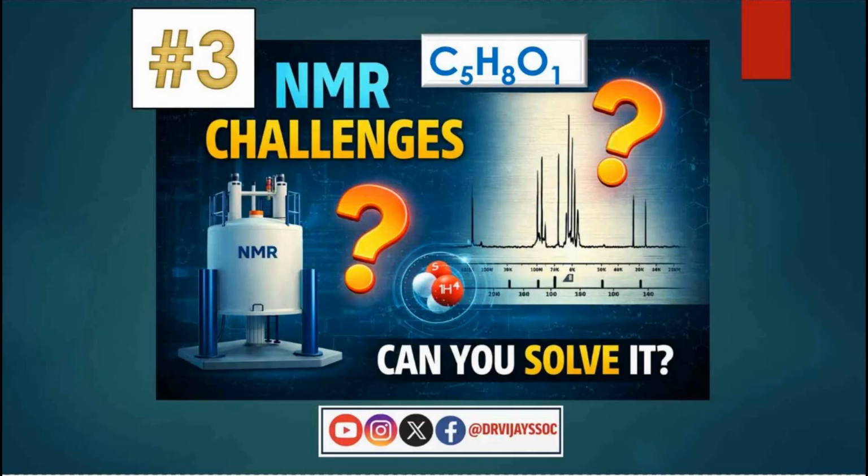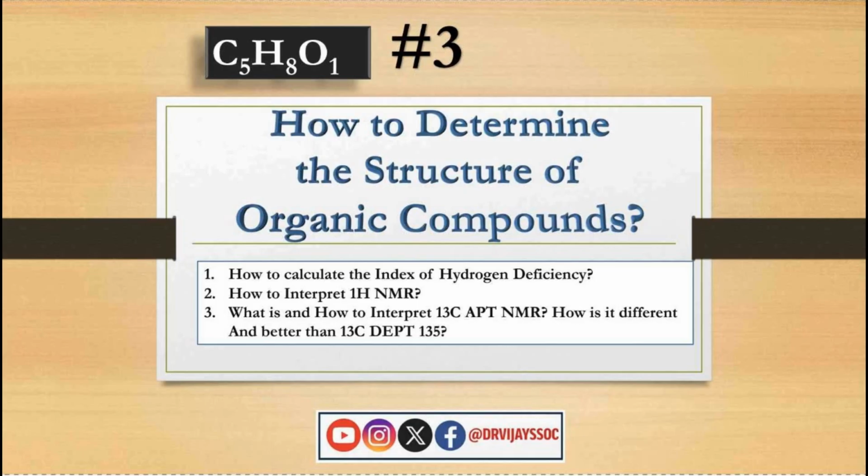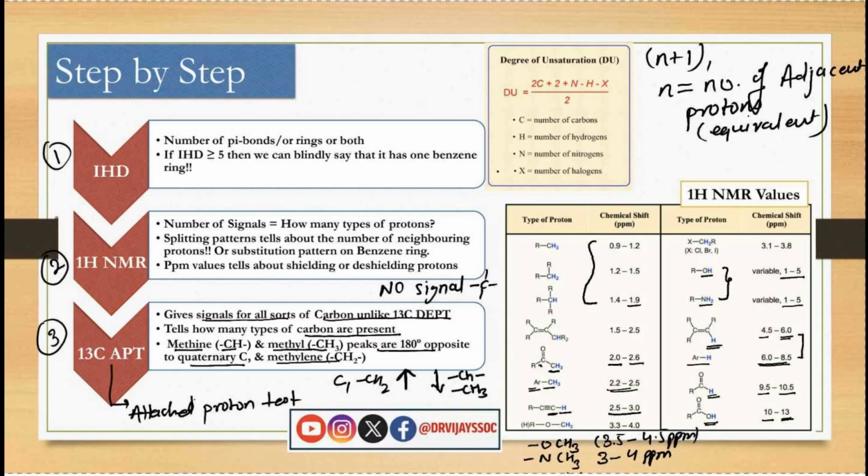Here is our third NMR challenge. By the end of this video, we will be able to calculate the index of hydrogen deficiency, interpret 1H NMR, and understand what 13C APT NMR is and how it is different from 13C DEPT NMR. Before solving the structure, we are going to revise those chemical shift values for the 1H NMR and 13C NMR again, and this practice will make us perfect. And here are those steps.